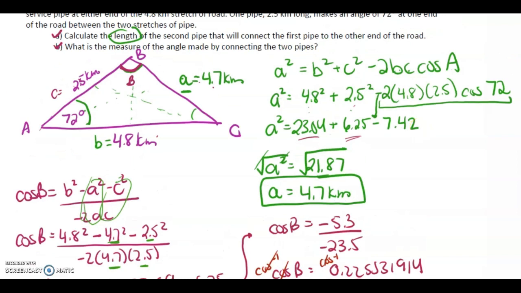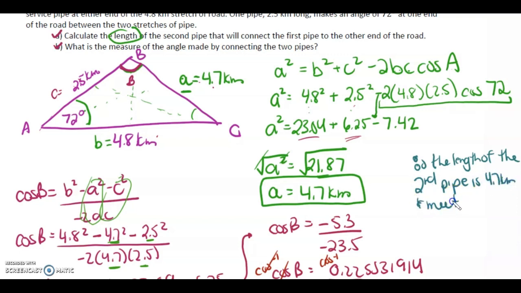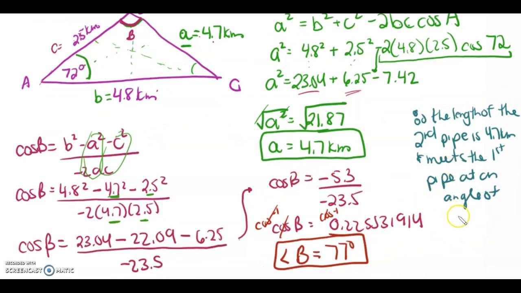So, going back up here, let's do a therefore statement. Therefore, the length of the second pipe is 4.7 kilometers and meets the first pipe at an angle of 77 degrees.